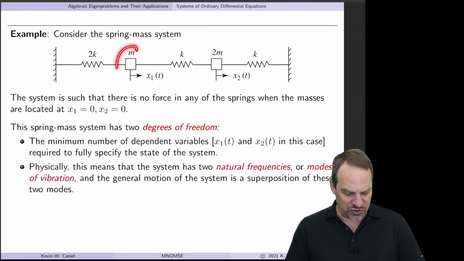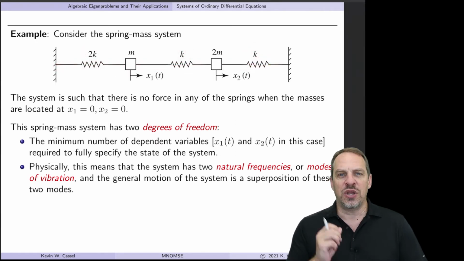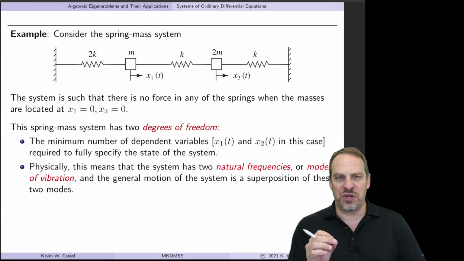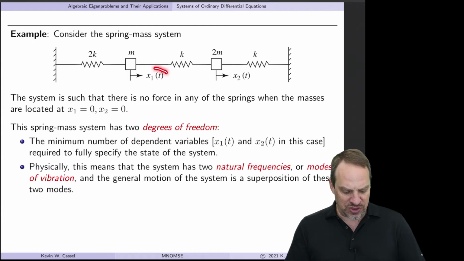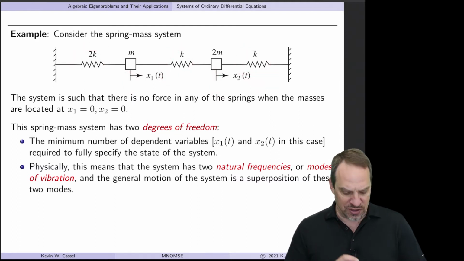So here's the problem. We have two masses, the left mass of mass m and the right mass of mass 2m. And they're connected to the adjoining walls and each other by these three linear springs with spring constants 2k, k, and k. In order to specify whatever we would need to know about this system, all we need is the positions of the two masses, x1 and x2. If we knew those positions, of course we would know where the masses are. We could calculate the forces in the three springs, and we know the full state of the system.